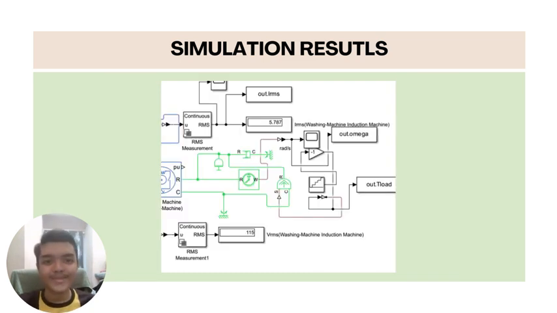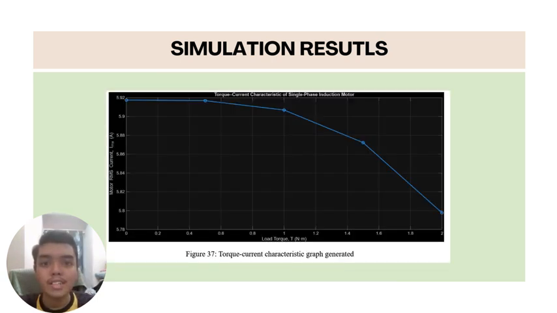This result helps verify that each appliance operates within expected electrical limits. This graph shows the torque-current characteristics of the single-phase induction motor used to represent the washing machine. From the graph, we can see that as current increases, the motor torque also increases.